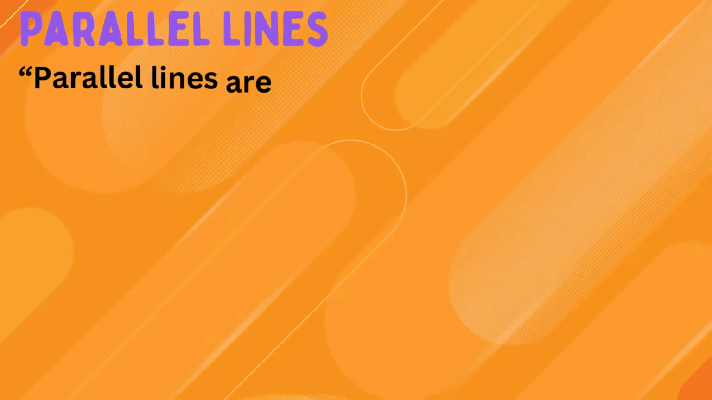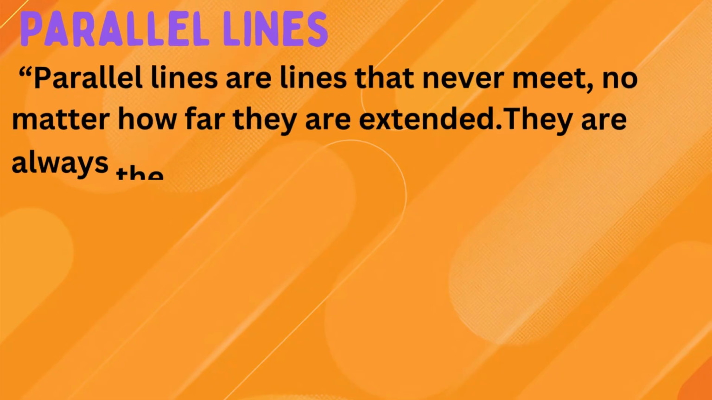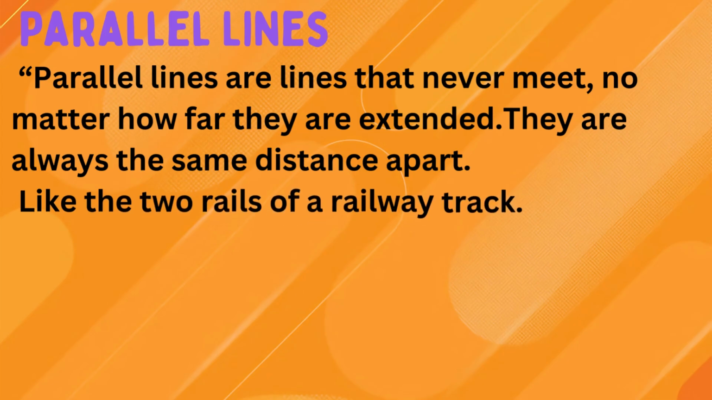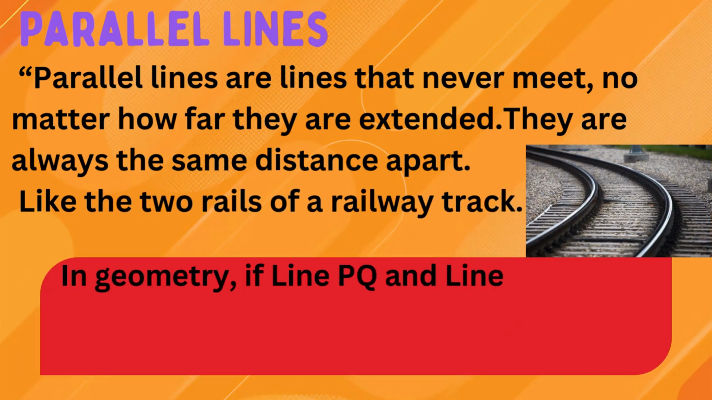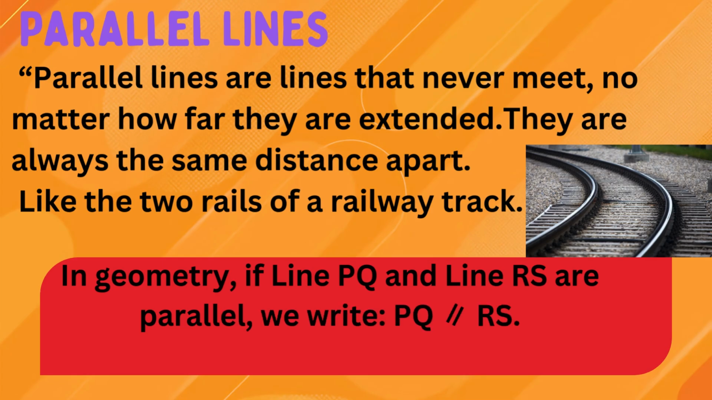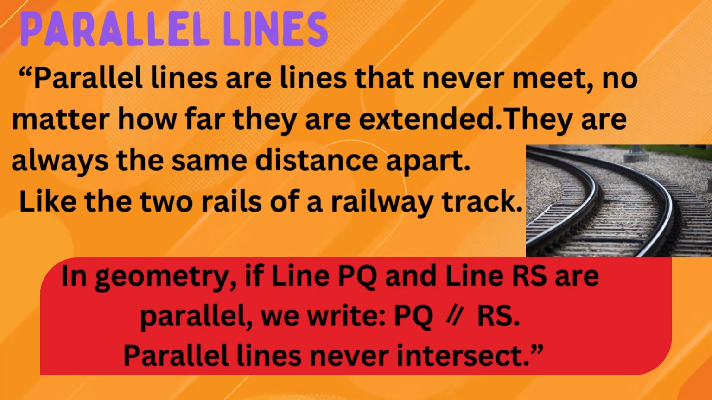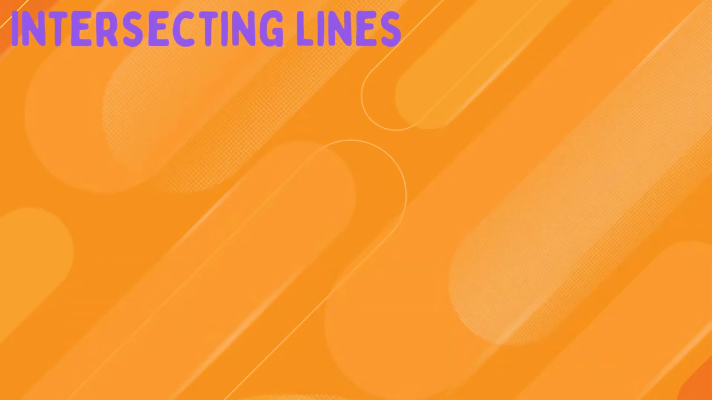Parallel lines. Parallel lines are lines that never meet, no matter how far they are extended. They are always the same distance apart, like the two rails of a railway track. In geometry, if line PQ and line RS are parallel, we write PQ parallel to RS. Parallel lines never intersect.